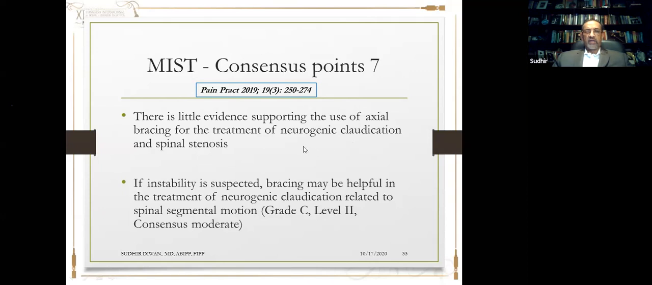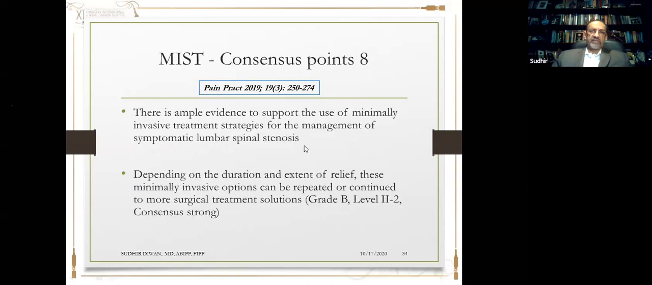Otherwise, usually a brace doesn't help for stenosis. There is ample evidence to support minimally invasive treatment strategies for management.